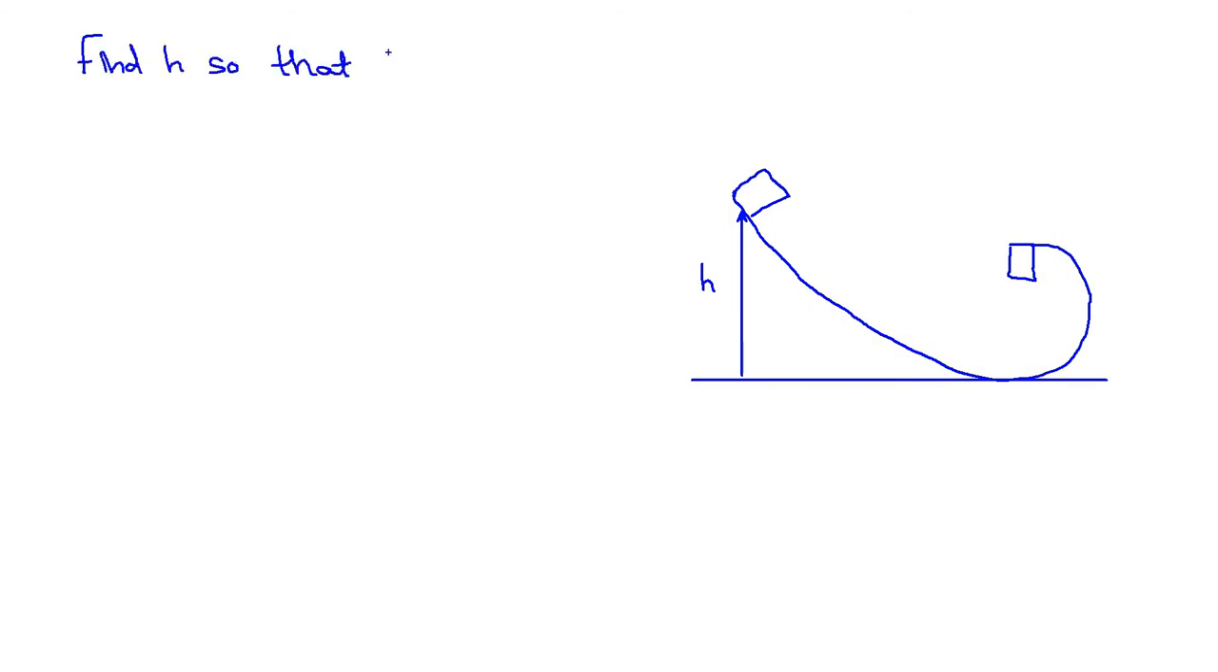So obviously the question is given to you in several different ways. What we're going to do is, let's say we have to find this height h at which we should release this block so that it loses contact over here. So the condition is: find h so that the mass loses contact at point, let's call it A. Okay, so this is point A.